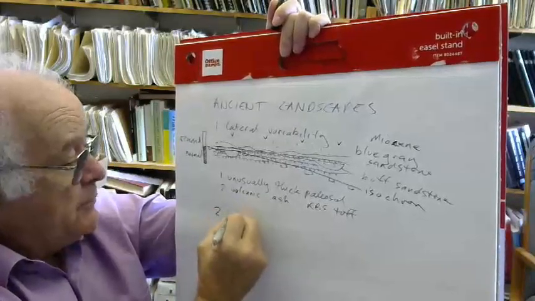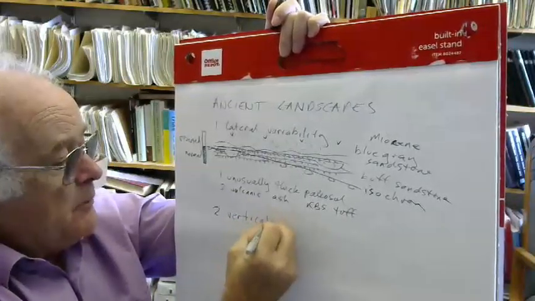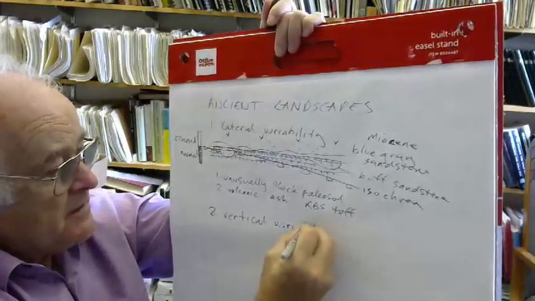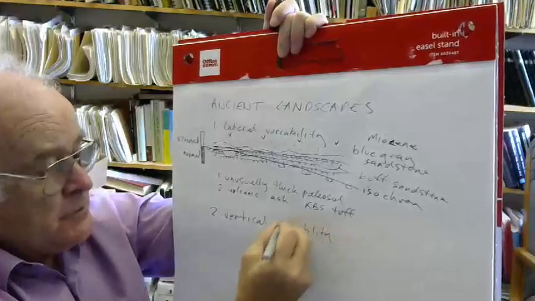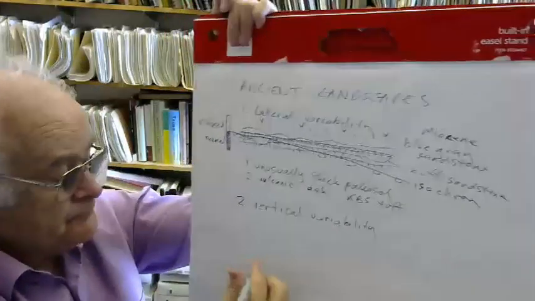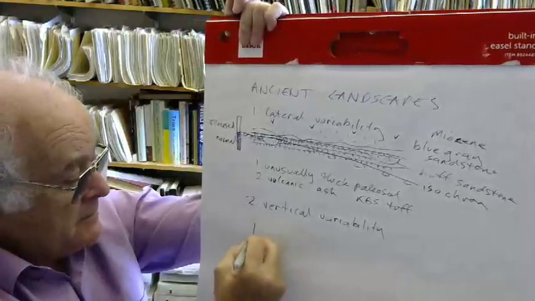Now, vertical variability. A more common way of getting an ancient landscape is by using Walther's facies law. The basic idea is we measure a section.